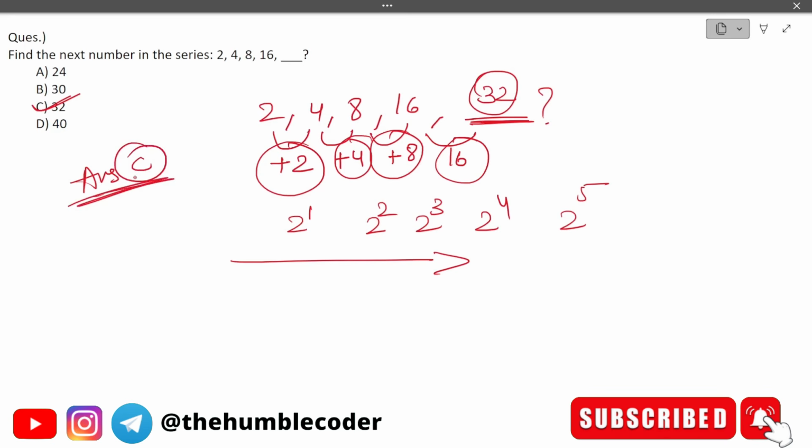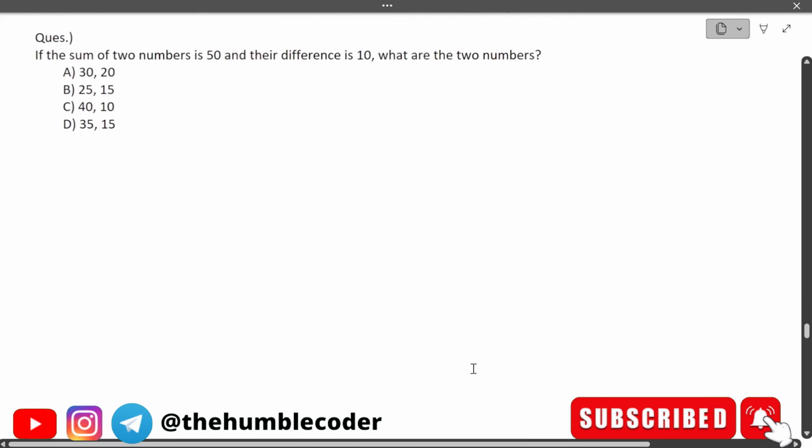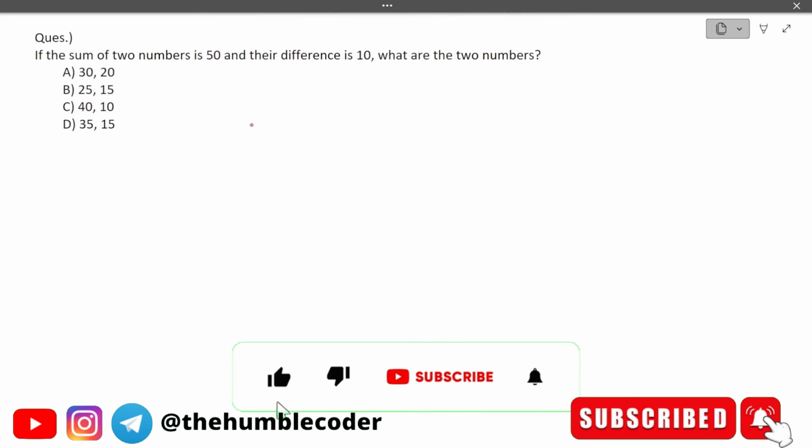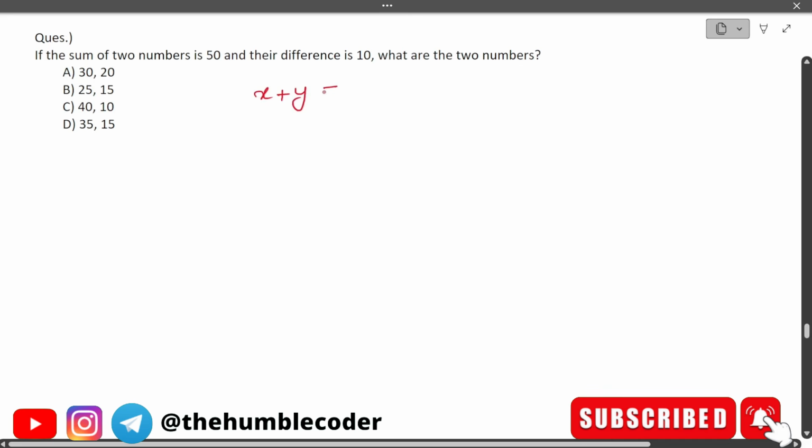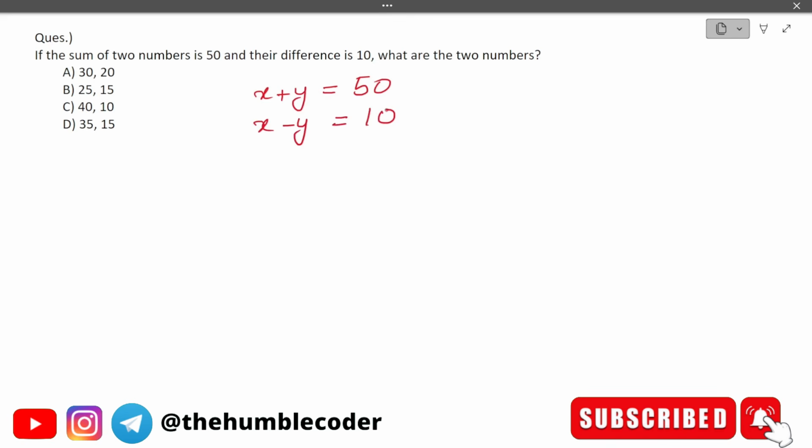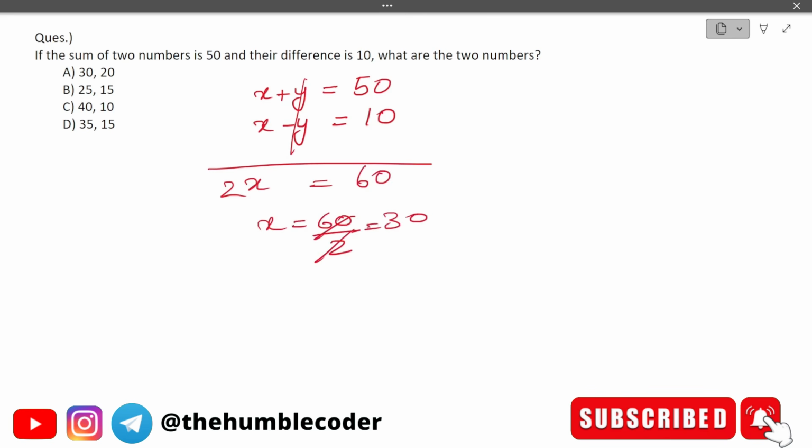Okay. Moving on. The question that we have here is, if the sum of two numbers is 50 and their difference is 10, what are the two numbers? Let's try to formulate the equations based on the data given to us. Sum of two numbers is 50. Difference of two numbers is 10. Let's add both the equations. x plus x is going to be 2x, y will cut off, and 50 plus 10 is going to be 60. In this way, we have found the value of x, which is 60/2, that is 30. So the value of x is 30.